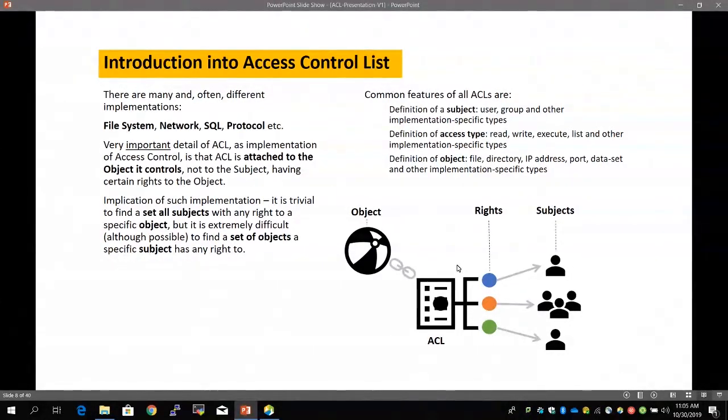By doing so, it's very trivial to find any subject that has any right to a given object. However, it's more complex and time-consuming to find any object that a specific subject has access rights to. So that's a limitation of ACL.